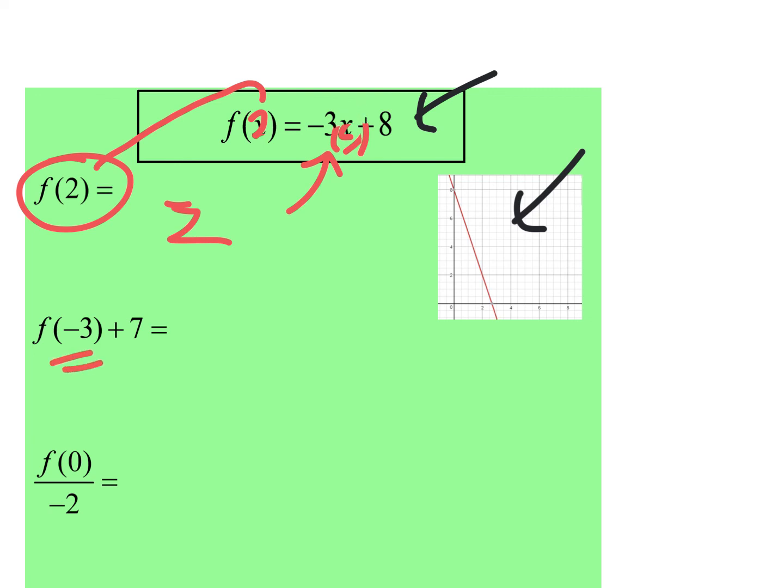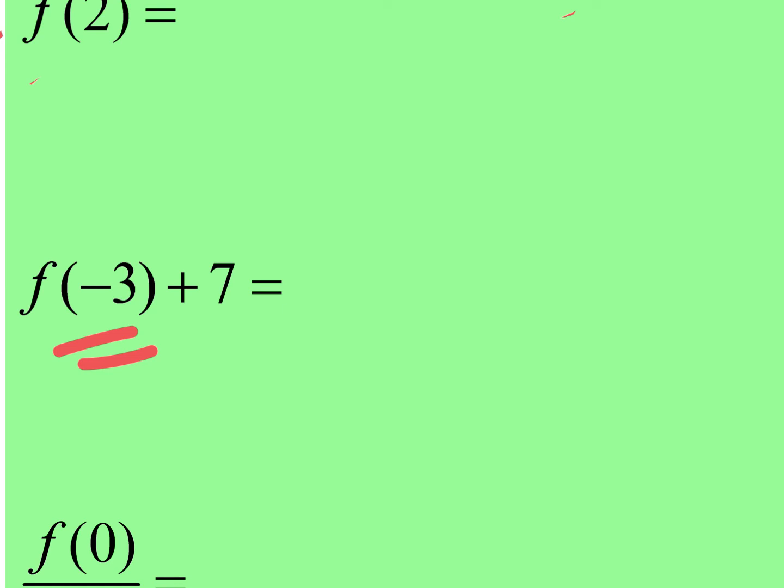F of -3. Okay, well, I guess I better figure that out first. And it's got this weird +7. Whenever it's got more than one thing like this, just one thing at a time. Math is done one step at a time.